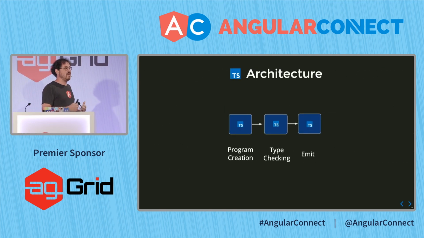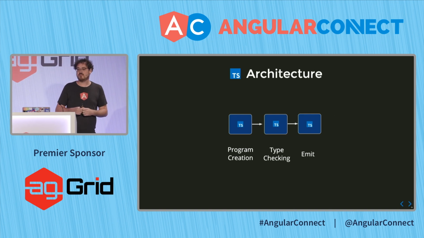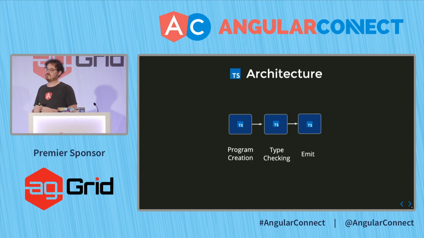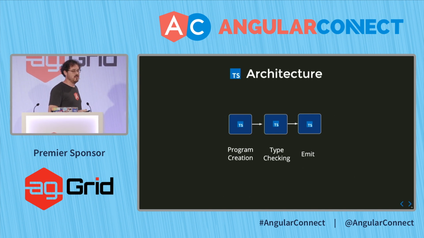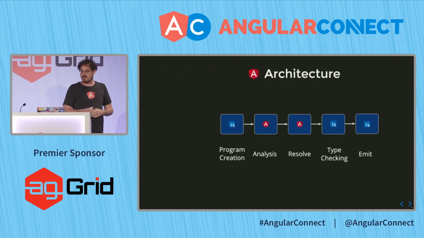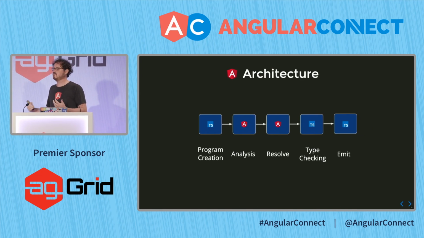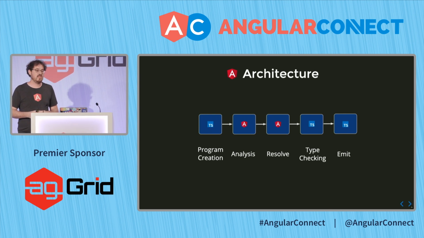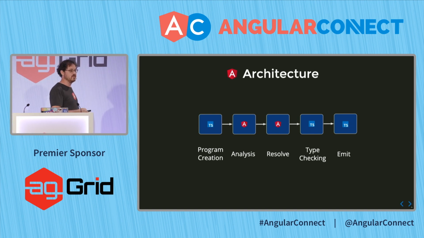So to understand how the compiler is set up, it helps to know how TypeScript works under the hood, because our compiler is based on TypeScript's. So the regular TypeScript compiler has three different phases: program creation, type checking, and an emit phase. And the Angular compiler, as I mentioned, is built on top of that, and it uses all three of those phases. And additionally, we add two of our own, an analysis step and a resolve step. So let's go through these one at a time.